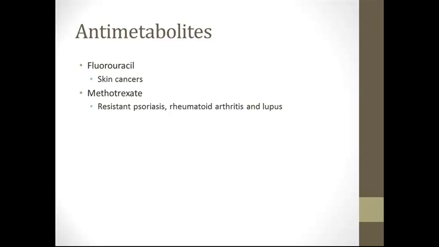Antimetabolites. They interfere with the DNA synthesis, repair, and cell replication. We often use fluorouracil for skin cancers and methotrexate for resistant psoriasis, rheumatoid arthritis, and lupus.